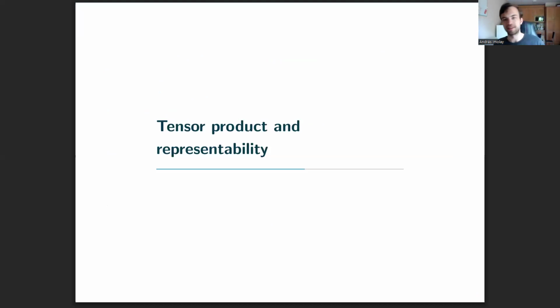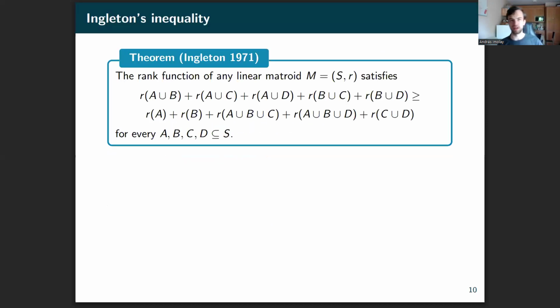Okay, our next topic is tensor product. We consider tensor products as well, and it turned out that it has a strong connection with representability of matroids. Ingleton proved that the rank function of any linear matroid satisfies this.